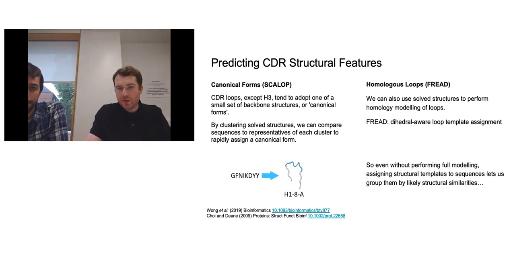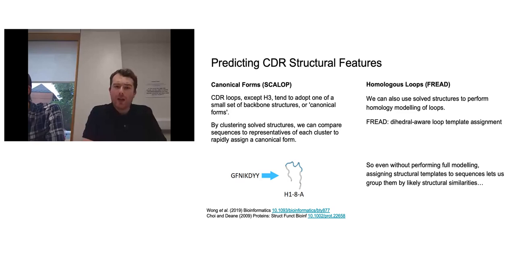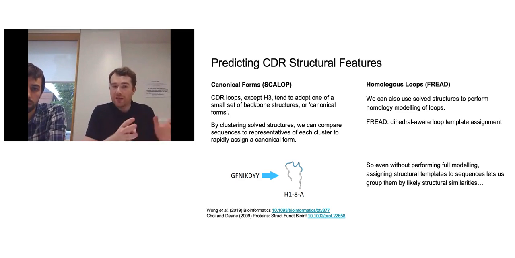Okay, so this idea of structurally annotating our repertoires: the way we went about this is thinking about what we're really interested in, which is what the structures of the CDR loops are likely to look like. We took the approach of two tools that we developed, one called SCALOP and one called FREAD. In SCALOP, the CDR loops, apart from CDR H3, adopt a set of backbone structures for the residues, known as canonical forms. These loops collectively are sometimes referred to as canonical loops.